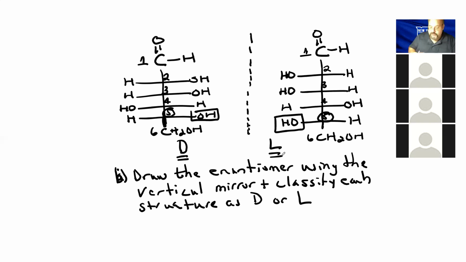Okay, so that's something you should also be able to do. If I give you a monosaccharide, draw the enantiomer using the vertical mirror and be able to tell which one of the two is the D version, and which one of the two is the L version. You should be able to do that as well.